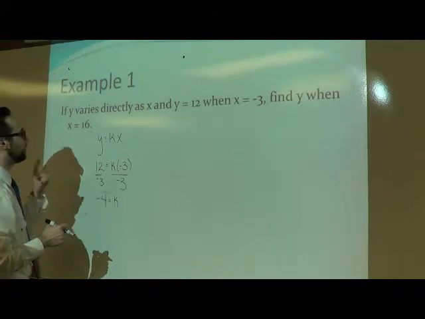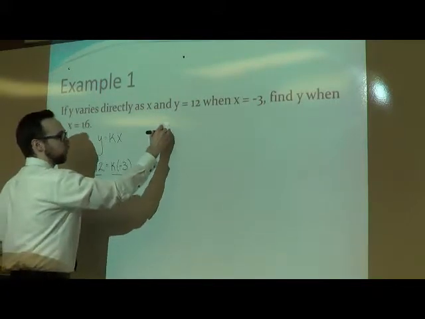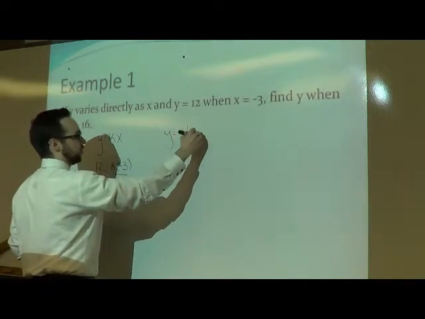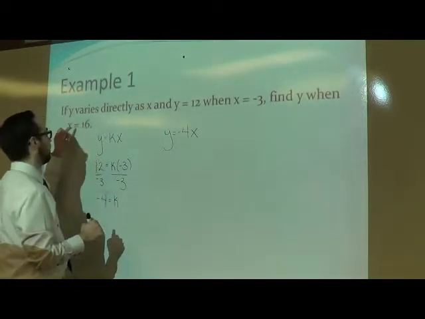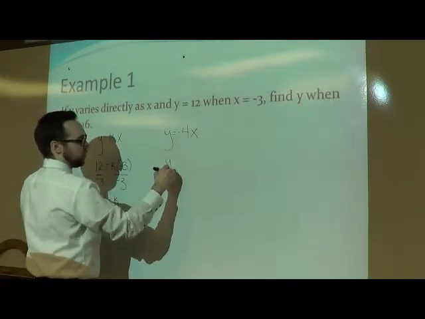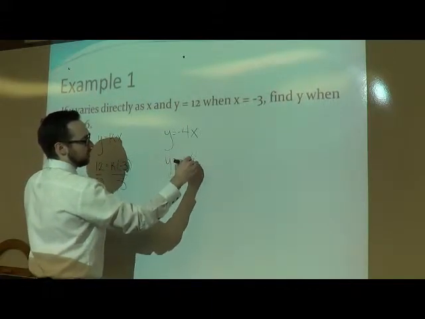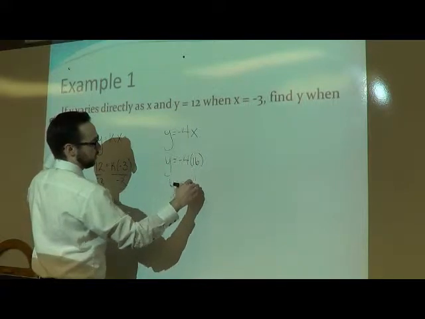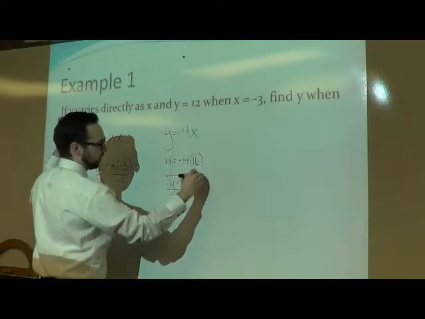That's the constant of variation here. Then it says find y when x is 16. So now we go back to the initial equation and we have, okay, k is negative 4, so it's y equals negative 4x. We plug in x is 16. So y is equal to negative 4 times 16, and we get y is equal to negative 64. That's our final answer.